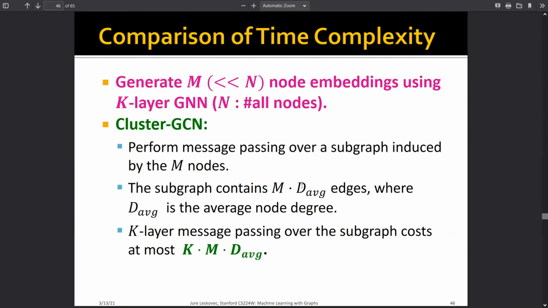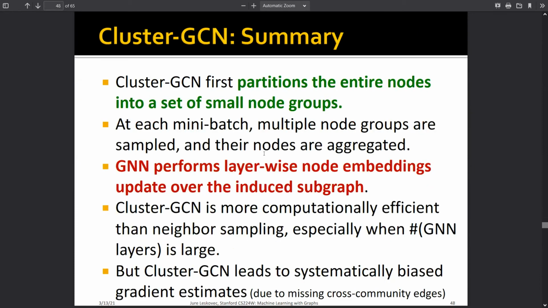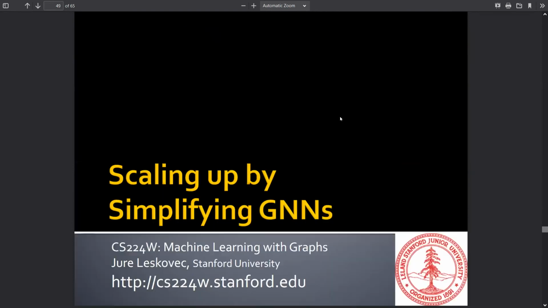Yes. In summary, the cost to generate embeddings of N nodes using K layers is M to the power HK. Basically the same thing, assuming H is equal to D average by 2, so 50% of neighbors are sampled. So it's a linear dependency with respect to K. That is the underlying point. I think it's a repetition of what he was talking about; basically, he's telling you what it was.